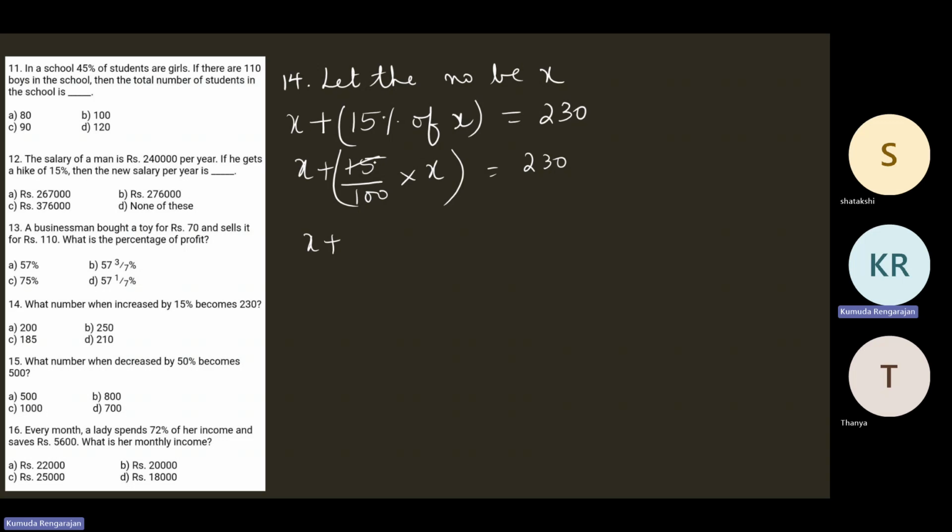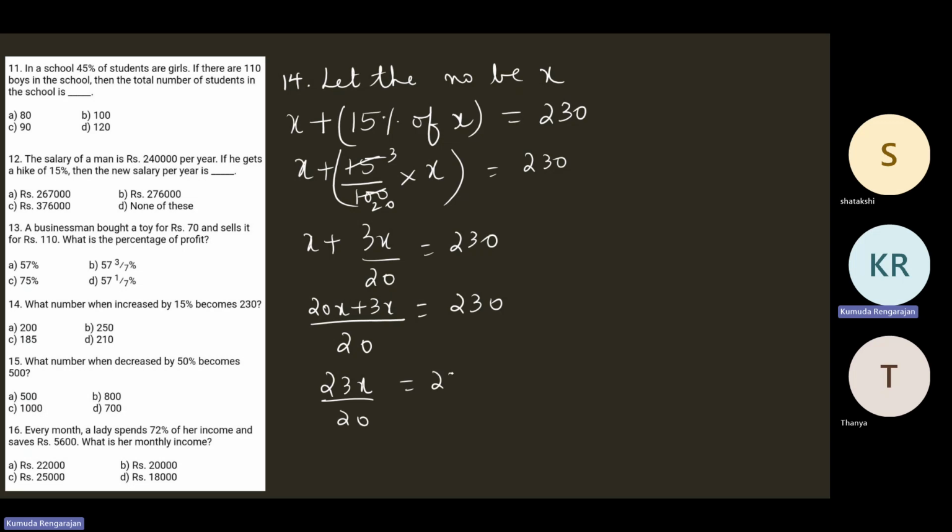X plus, you can simplify 5 3 times, 5 20 times. 3x by 20 is equal to 230. LCM: 20x plus 3x is equal to 230. 23x by 20 is equal to 230. So x is equal to 230 into 20 by 23, as 23 by 20 becomes its reciprocal on the other side. So 23 ones are 23, 23 tens are 230. So x is equal to 200.